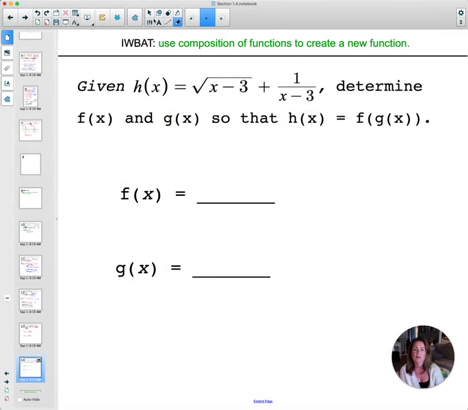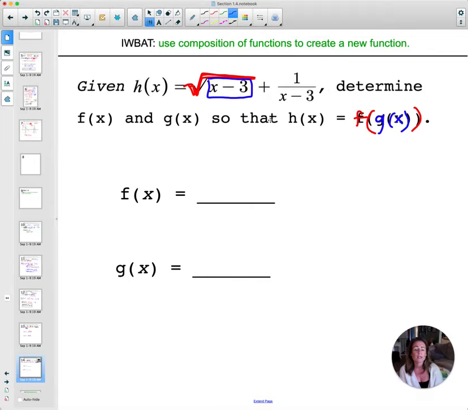Take a look at another one. So again, same concept here. Here's the big function, h of x, and we want to figure it out so that f is the outside function and g is the inside function. Okay, so you want to be looking for kind of an outside and an inside. So for me, I'm seeing a square root here. Okay, feels like an outside, right? And then what's on the inside of that is this x minus 3.